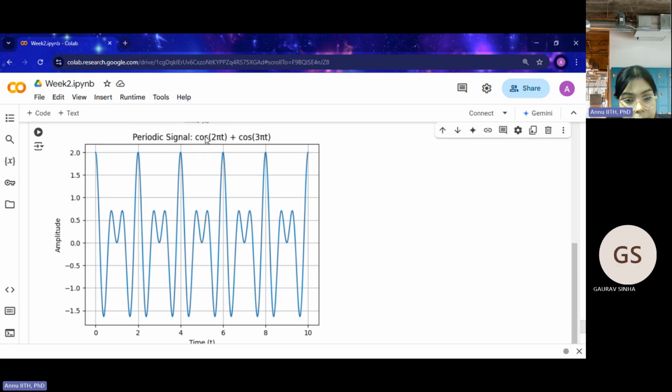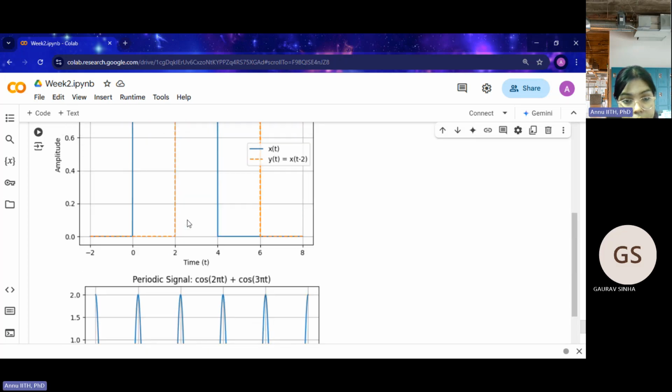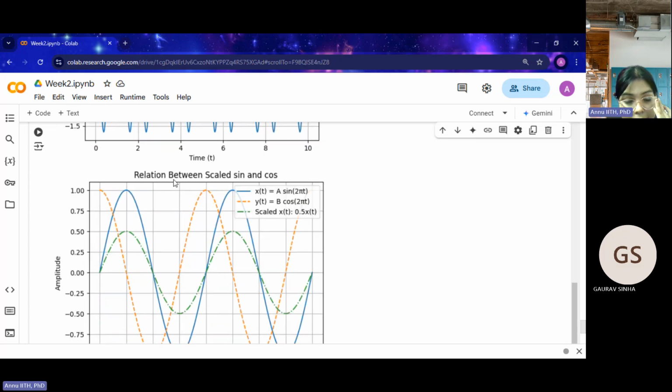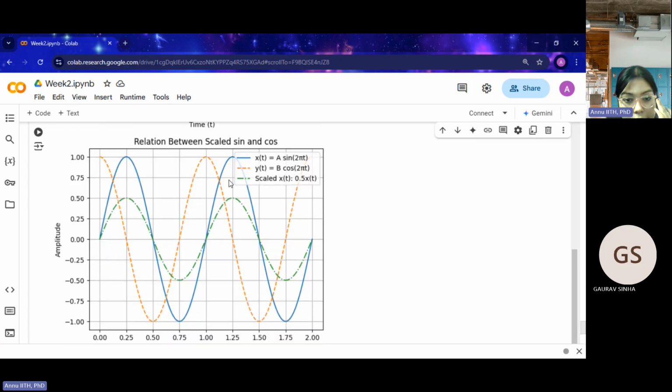Periodic signal, this is, since it is repeating. So this got repeating here. This is 4 and this is 6. We've calculated also that the period is 2. You can easily see that: 6 minus 4 is 2. So all the signal values are repeating at 2. Period is 2. Okay. And the relationship between scaled sine and cos, scaled here is 0.5. So it is not in the plus or minus, it is in the actual values. So see, x(t) is sine 2 pi t and the other is cos 2 pi t. This is the scaled version.